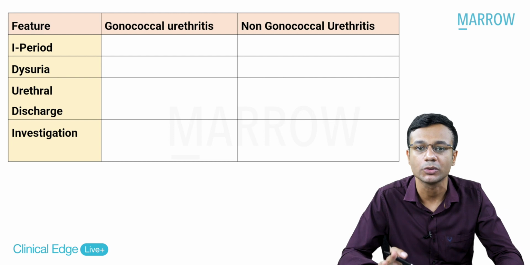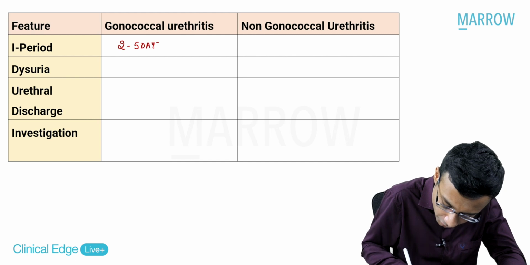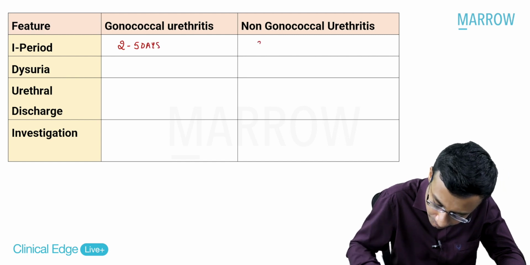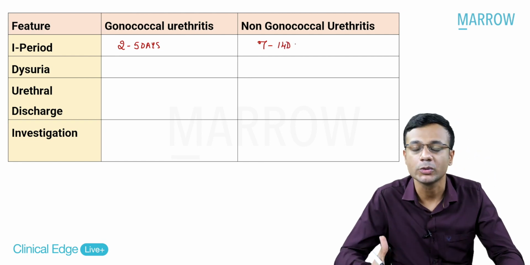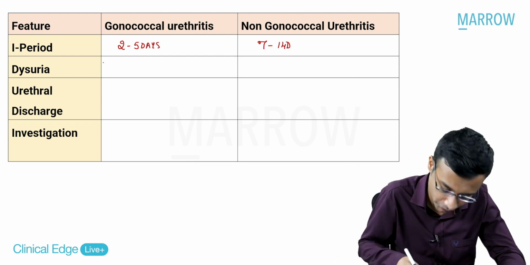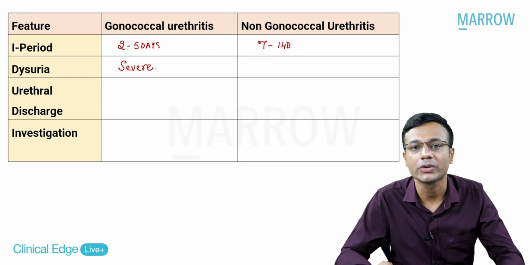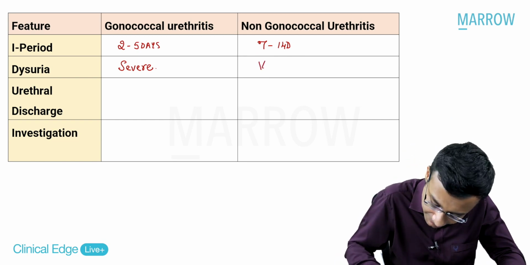Now, how to distinguish the two? First, we look at the incubation period. In gonococcal, it is a short incubation period of 2 to 5 days. Non-gonococcal, it is going to be 7 to 14 days. When we talk about dysuria, please remember students, when you're studying this table, gonorrhea is a severe disease. So you're going to have severe dysuria here. Whereas in non-gonococcal urethritis, the dysuria is going to be variable.